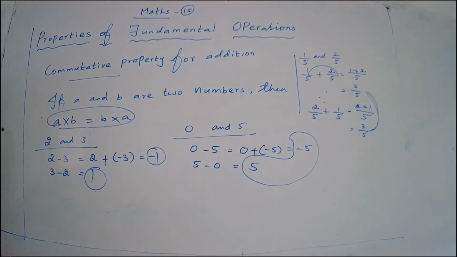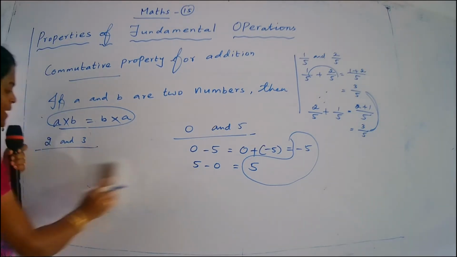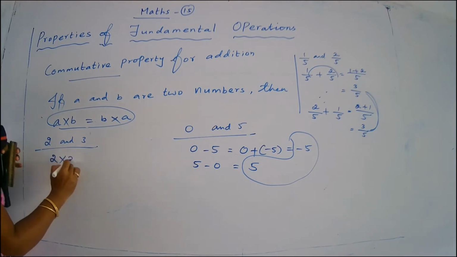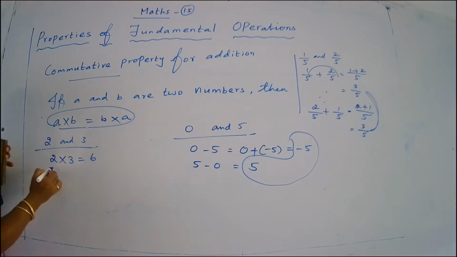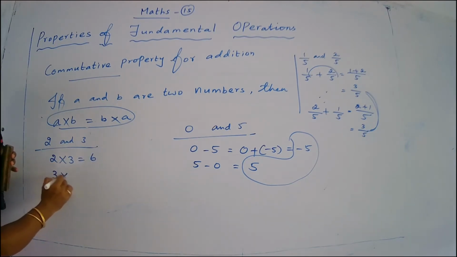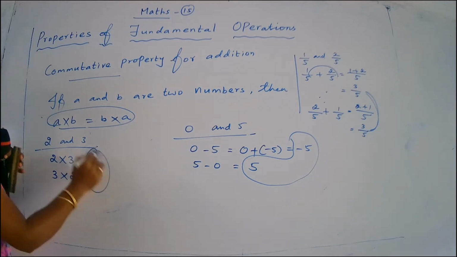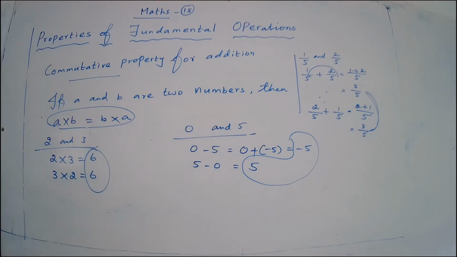So now let us take two natural numbers, that is 2 and 3. Now you multiply. 2 threes are 6. After you change the order, 3 twos are also 6. You see that the answers are same. So in multiplication the order of numbers is not important.